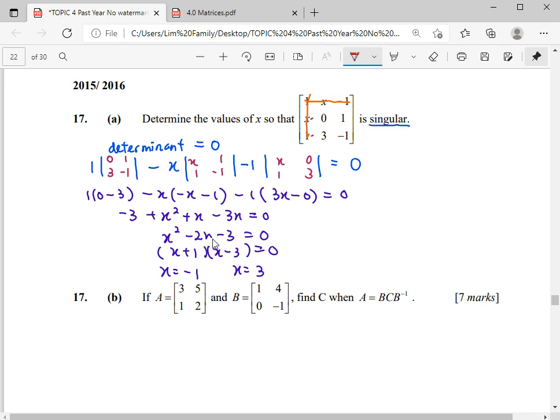Okay, so what's the concept they want to test here is singular. What's meant by singular? Which is determinant equals to 0. And then we find out until our quadratic and factorize, the way to simplify it, the concept to simplify it to quadratic, and we get the answer.